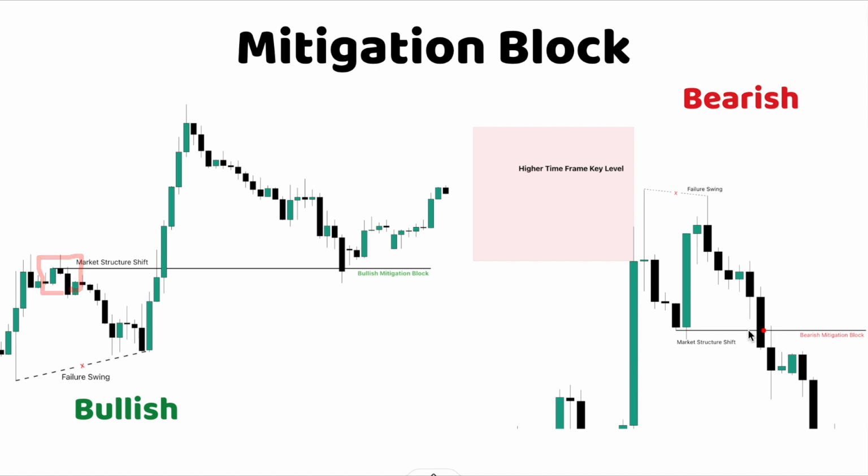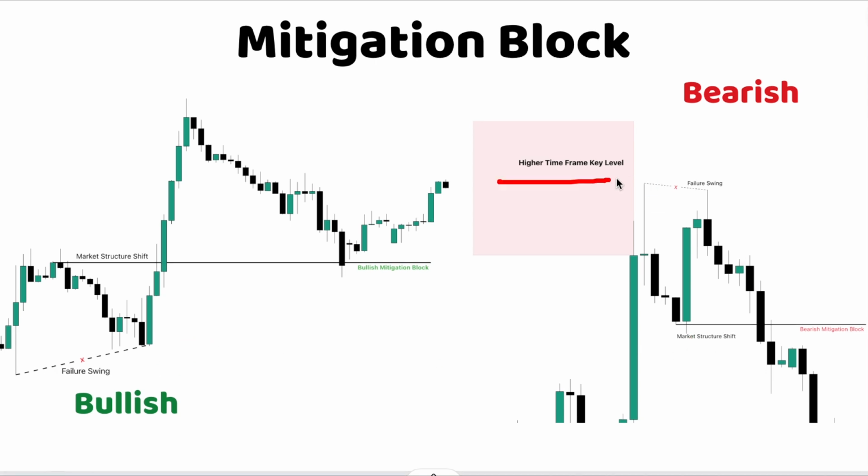For the bearish scenario, we have our market structure shift, and the last down close candle will be our bearish mitigation block. So this is the only difference between the mitigation block and the breaker block. It's just that they didn't take out the liquidity, but we have a market structure shift with displacement.